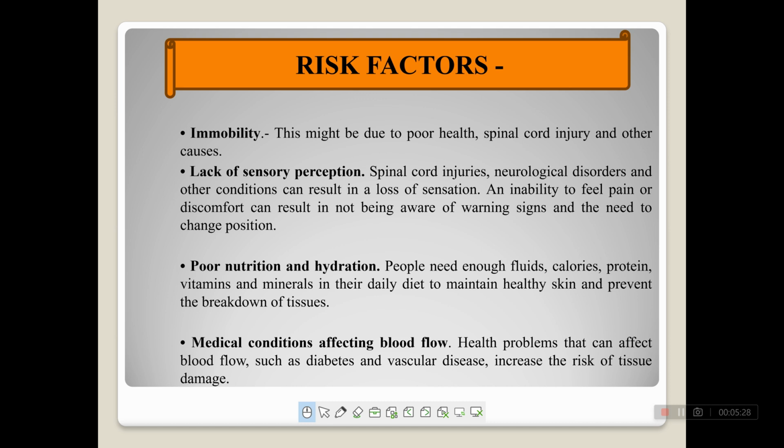The last risk factor is a medical condition which affects blood flow. There are various health problems that affect blood flow, and some of them are diabetes and vascular disease, which increase the risk of reduced tissue perfusion or tissue damage. So it may lead to a bed sore.